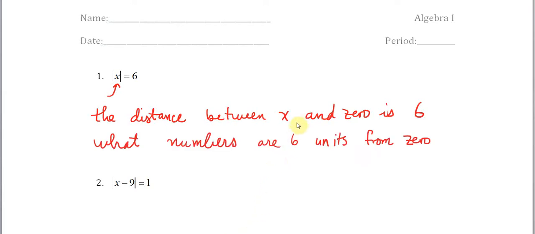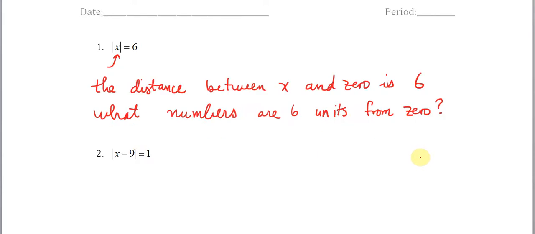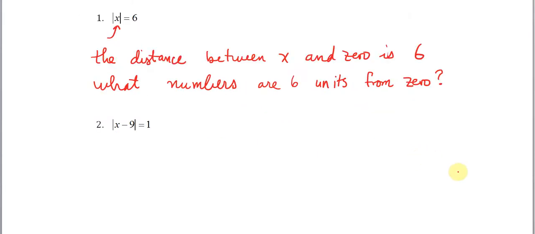Alright, yeah, so both of these statements are good. The distance between x and 0 is 6, or we can phrase it as a question, what numbers are 6 units from 0? Now let's look at a slightly more complicated example. What if we have the absolute value of x minus 9 equals 1? So again, x here is sort of the question that we're asking about.